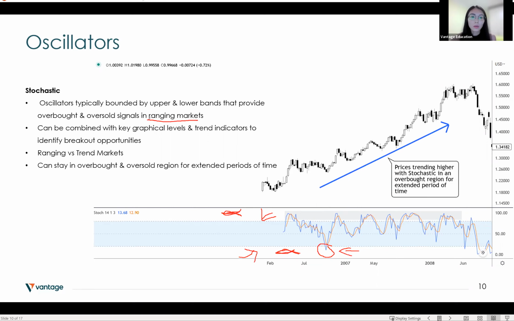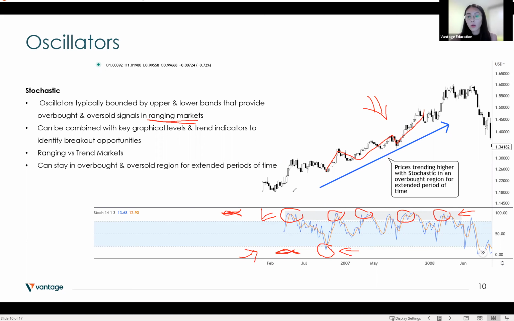And the reason why it's important that we look at stochastics in a ranging market is because if we look at this example that we have on the right, essentially you can see that prices pushed higher. So it's forming your higher lows and higher highs coming into this region. And aside from that, you can see that stochastics itself is in the overbought region for an extended period of time. So you see this area that's highlighted in gray. By right, when price enters this region and exits, in a ranging market, we're expecting prices to push lower. But you can see that in a strong trending market, this is not going to work. So it's just going to give us a lot of false signals.